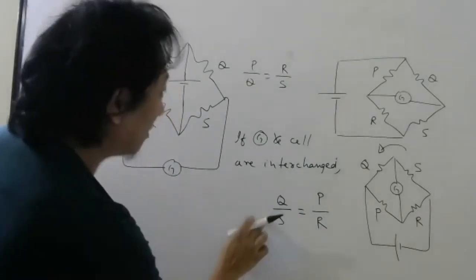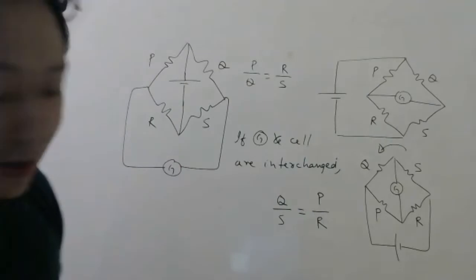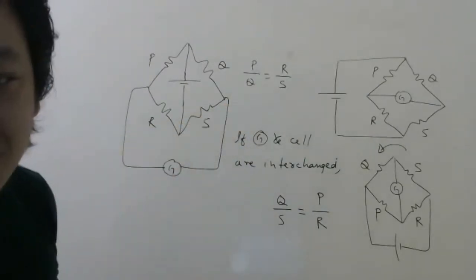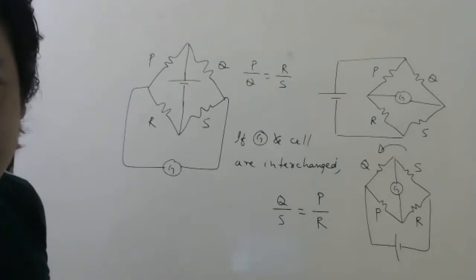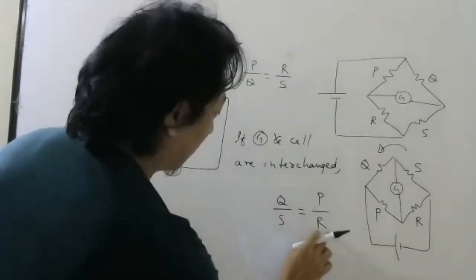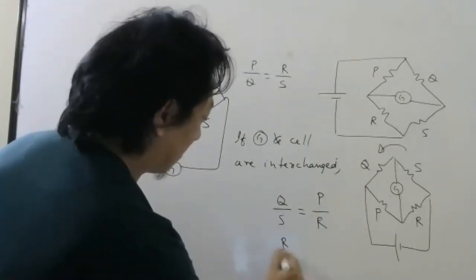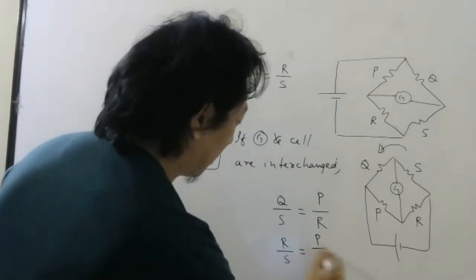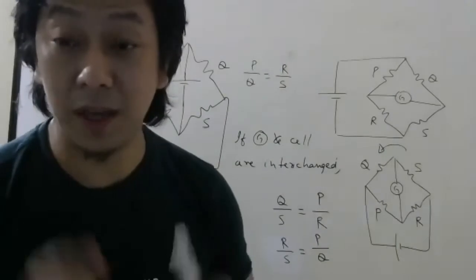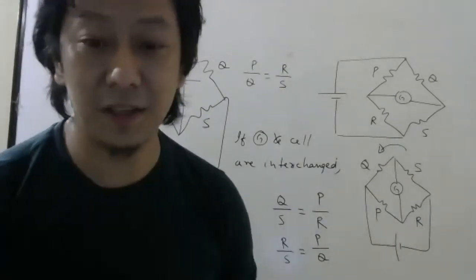Is the balance condition same as this or different? Check once. It is same, because if you cross multiply, you can see Q you take here, R you take here. So you'll get R by S equal to P by Q. So it is very interesting to know. Make a note somewhere. Write the answer for the fourth question.